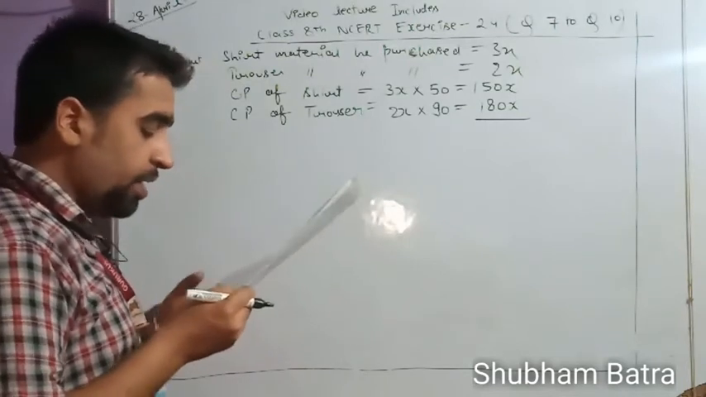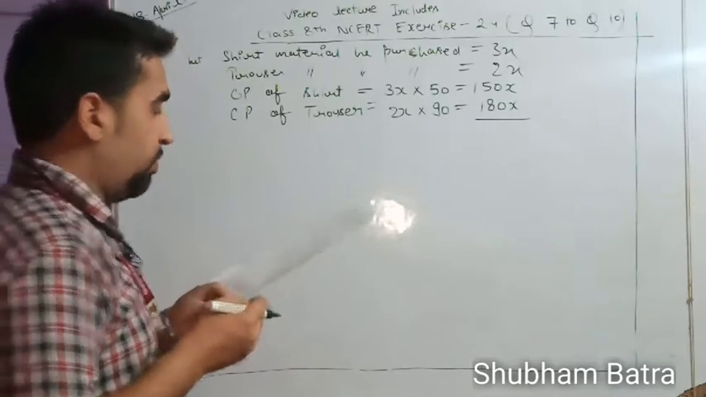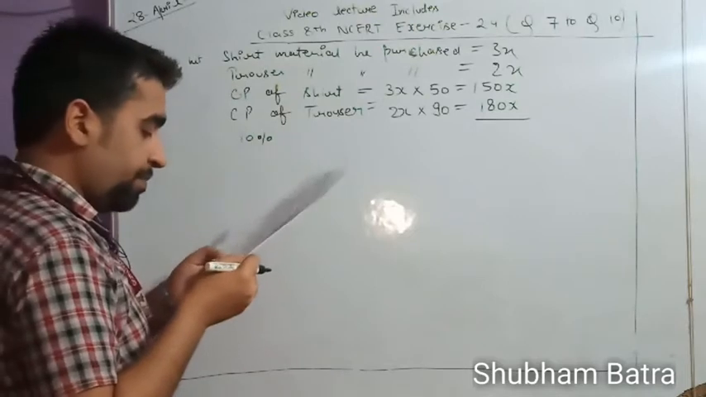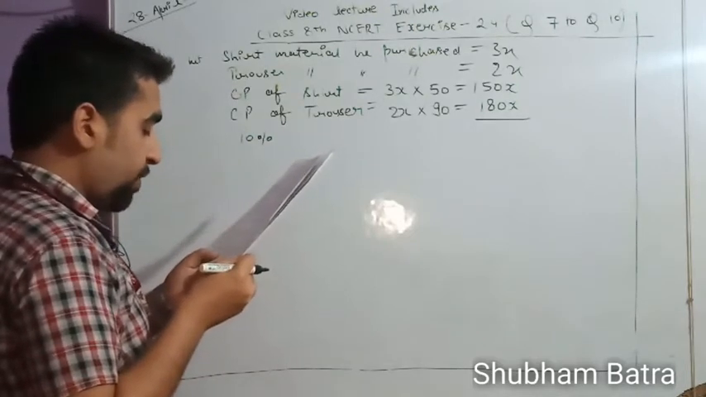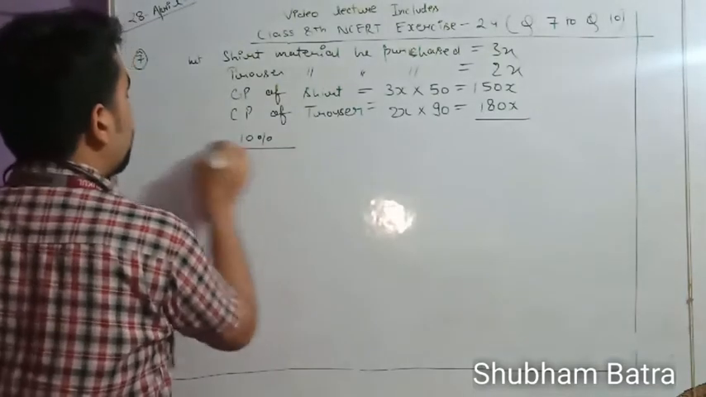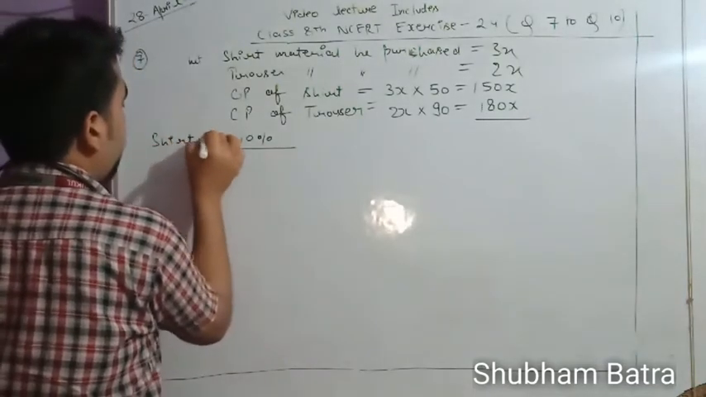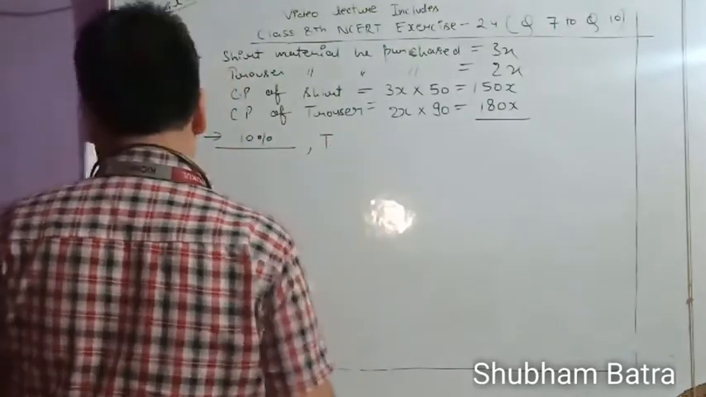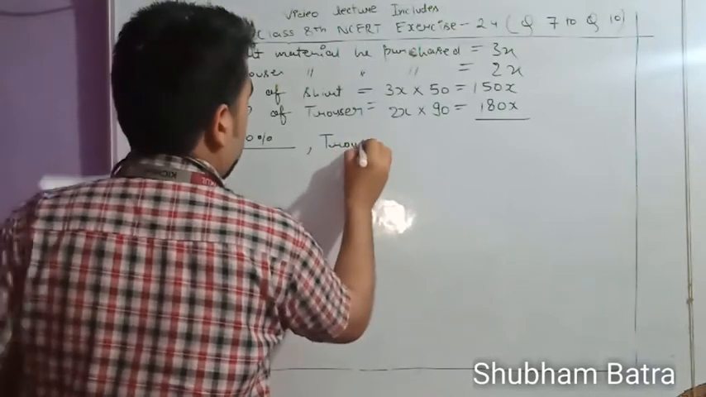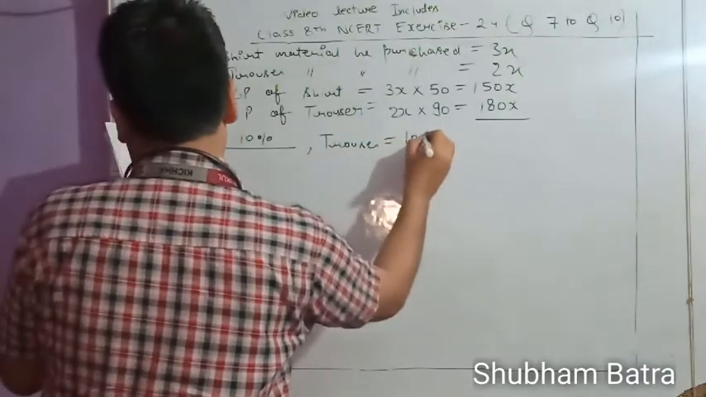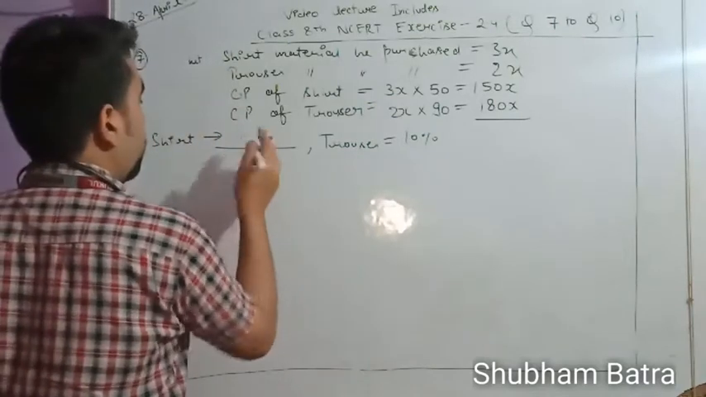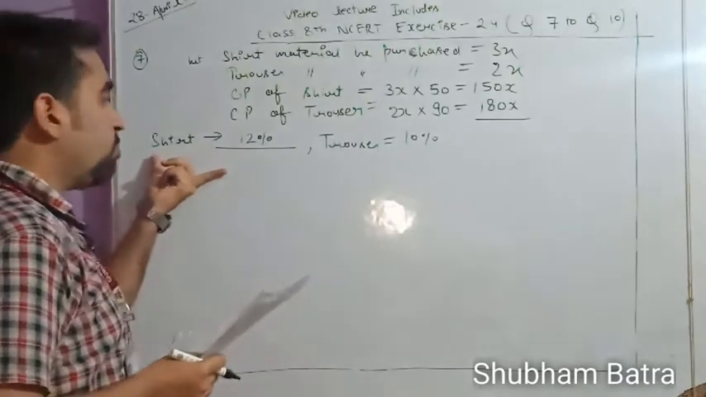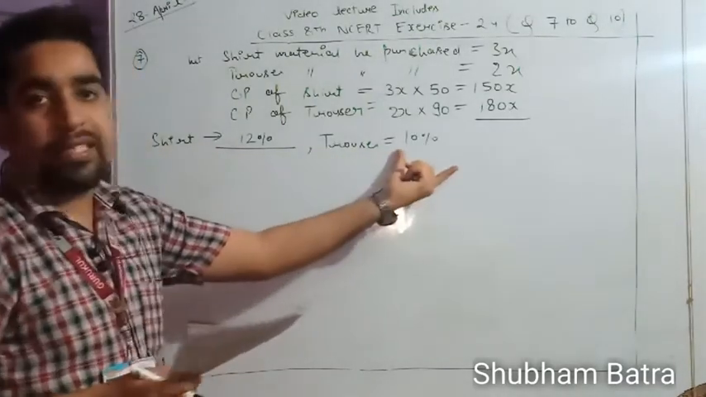He sells the material at 12% and 10% respectively. Okay, 10% because which thing is written first? Shirt material is written first and then trouser material. So the profits are given to us. Profit respectively on shirt is 12% and on trouser the profit is 10%.